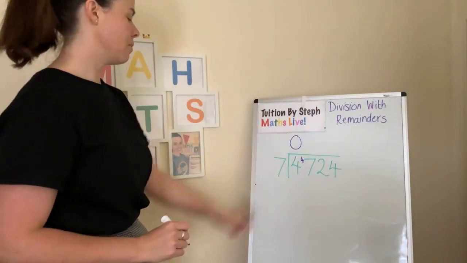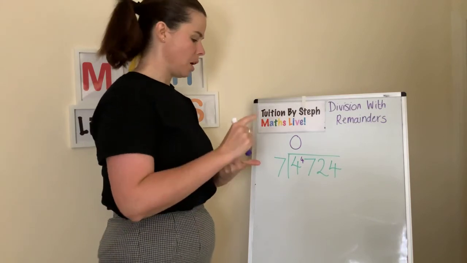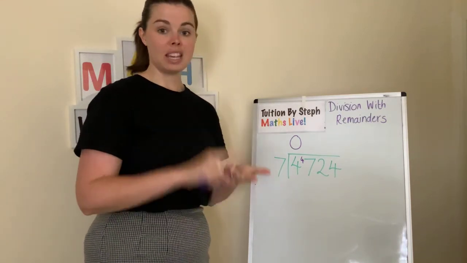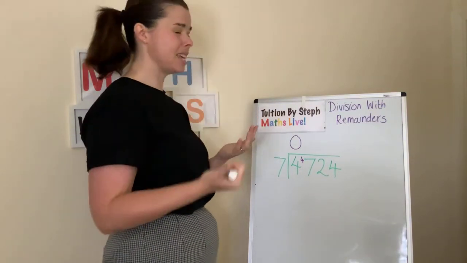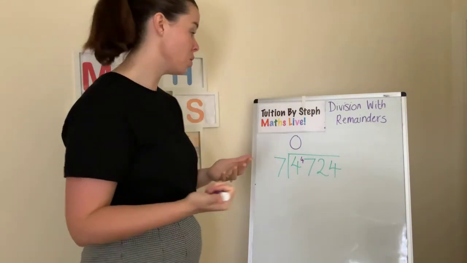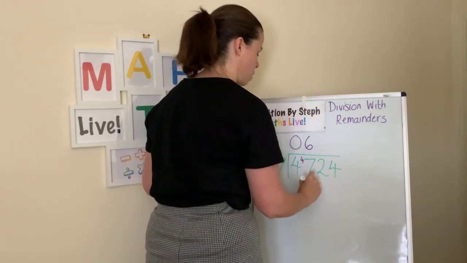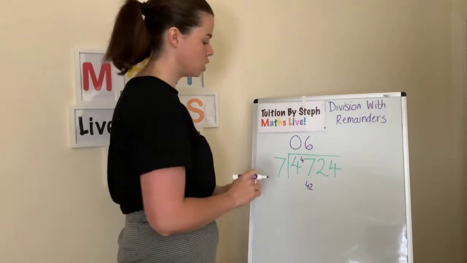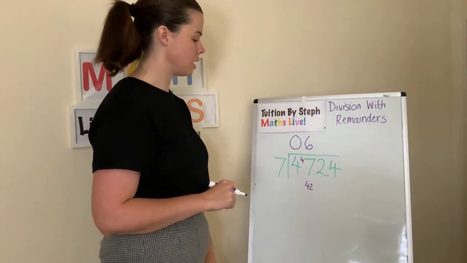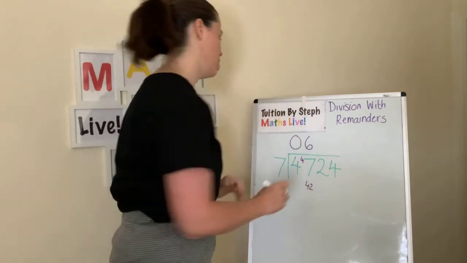So we can't do 4 divided by 7, so we carry over our 4. So 1 7 is 7, 2 7s are 14, 3 7s are 21, 4 7s are 28, 5 7s are 35, 6 7s are 42. We can't go further because 7 7s are 49, that's too far. Okay, so our remainder: 42 to 47, 43, 44, 45, 46, 47. So it's remainder 5.